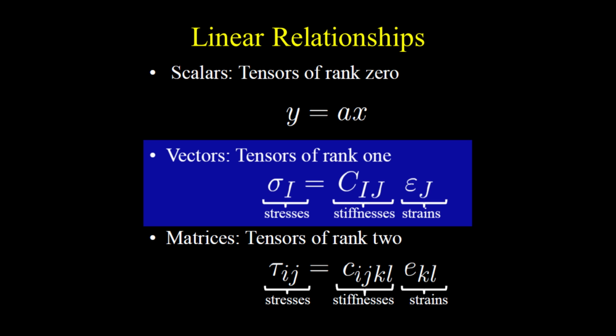For a linear relationship between two 6-component vectors, such as stress and strain tensors in abbreviated notations, we have 36 constants. Remember that the summation convention is used here. The constants of proportionality, Cij, are known as elastic moduli or stiffness constants. They define the elastic properties of a medium, more particularly its resistance to deformation.